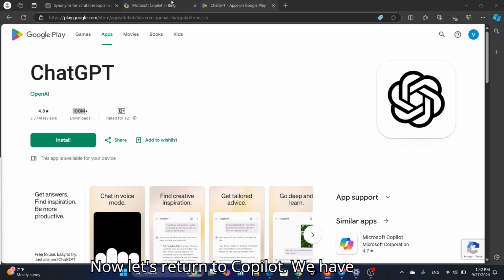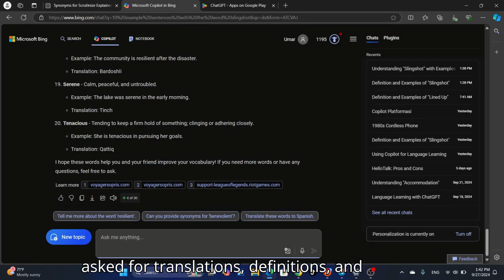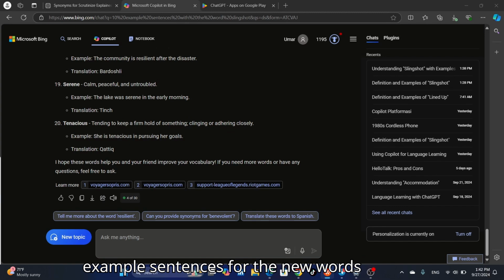Now let's return to Copilot. We have asked for translations, definitions, and example sentences for the new words Copilot has provided. We have also generated images with its help. Additionally, we have requested a story relevant to our level. When learning new vocabulary, such as a slingshot, we asked for definitions and example sentences to help us memorize the word long term and to gain a clear understanding, especially since slingshot is used in different contexts. This is all part of the exciting process of enhancing your language skills.